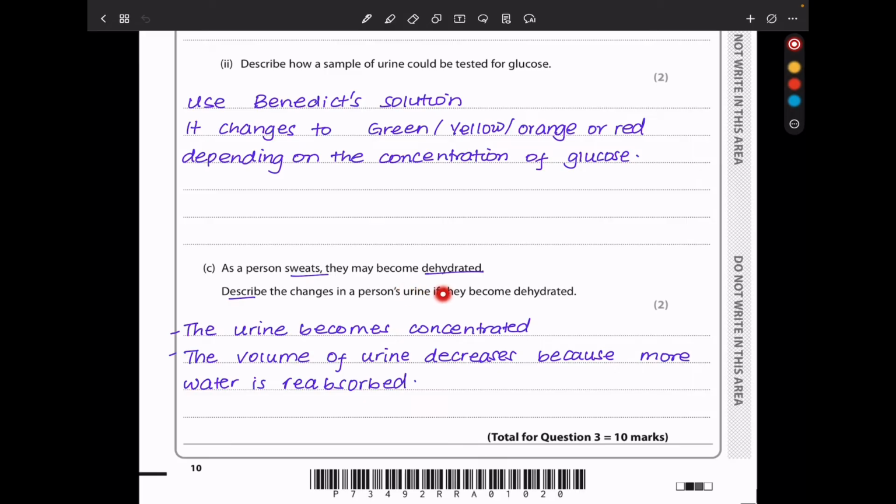If they become dehydrated, the urine is going to be less in volume and it's going to be highly concentrated. And this is because more water will be reabsorbed by the body to overcome the dehydration. So this brings us to the end of question 3. Let's continue to question 4.